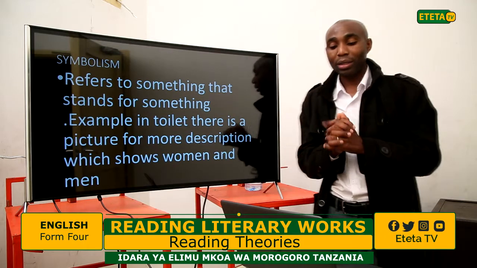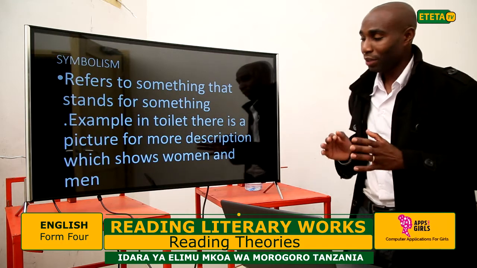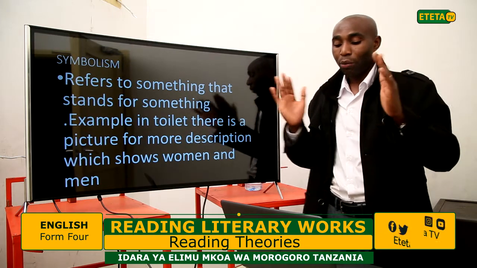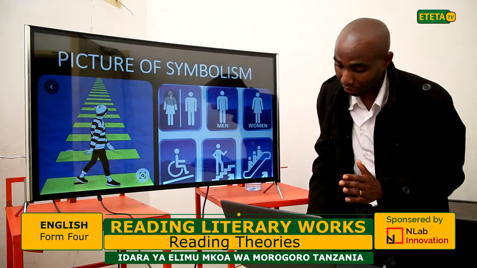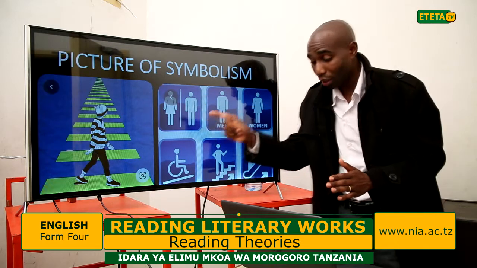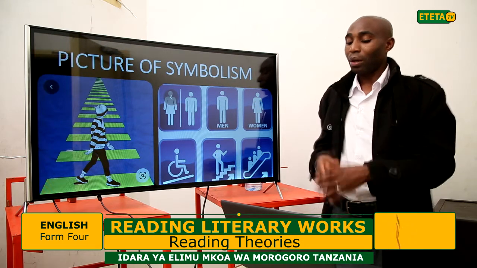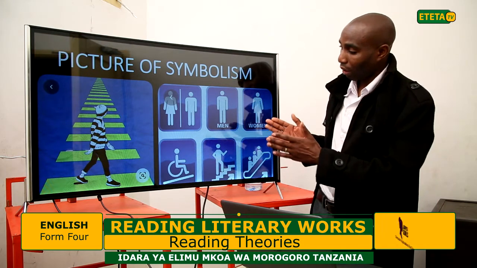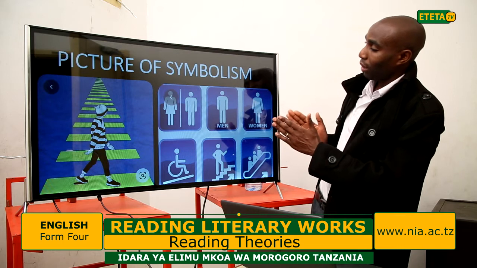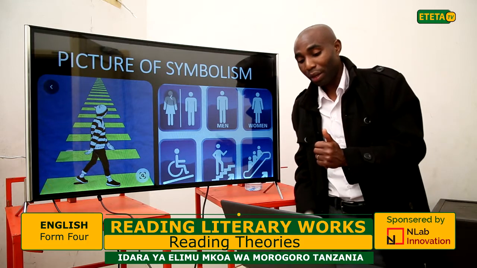Okay, another one too: there is symbolism. That means that something stands for something. Maybe once you go to the toilet, there is a picture for description which shows women and men, and every brother and sister is aware of this. On the screen there is a picture of a zebra crossing, which shows a person is crossing. Also, you can see another picture. There are pictures which show symbolism between a man and a woman. It means that it stands for something, especially at the toilet too. Thank you very much, my dear brothers and sisters.